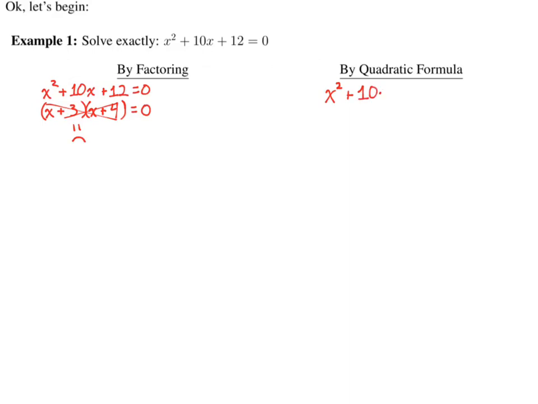I'm just rewriting the equation. x squared plus 10x plus 12 equals 0. And then I'm highlighting what's going on here. The quadratic formula has a's and b's and c's in it. You must remember, or at least notice higher up on the page. And so I'm reminding you that a is 1 because it's 1x squared. b is 10 because it's 10x. And c is 12 because the constant term is 12. All right, we're ready to rock and roll.